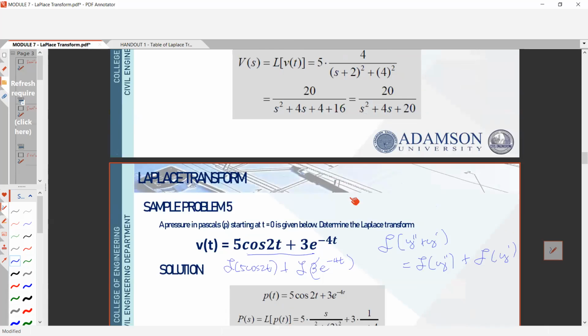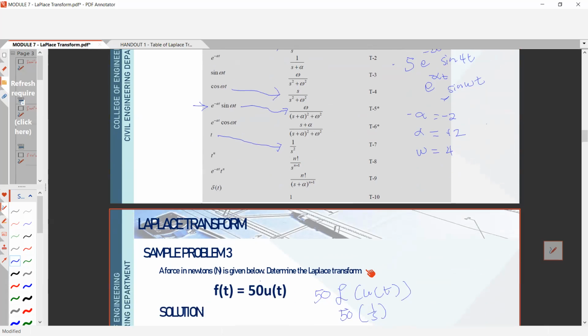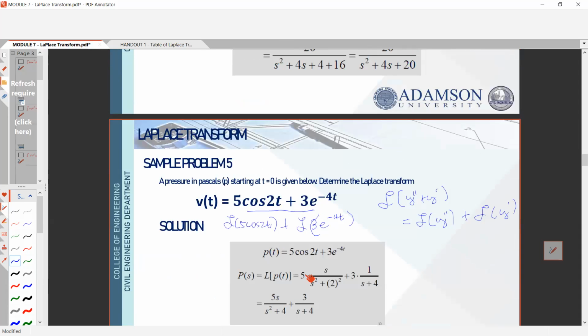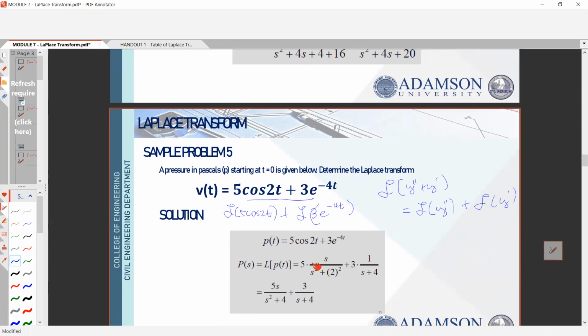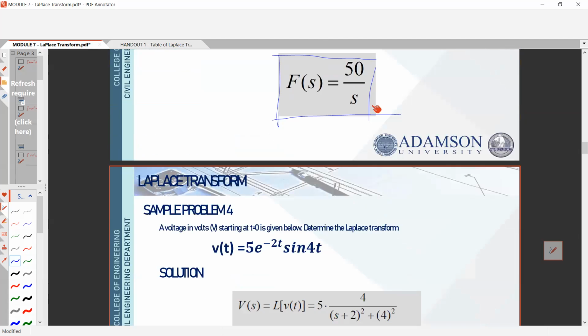Okay, may kahawig ba yung cosine 2t dun sa Laplace table natin? Ito, this one. Ang kahawig niya is ito, cosine omega t. Ayan, cosine omega t. So, therefore, ano ba yung omega natin? Omega natin is 2. Therefore, 5 multiplied by s over s squared plus 2 squared. By formula lang, pasok mo lang yan dito. So, s over s squared plus omega, which is 2, squared.